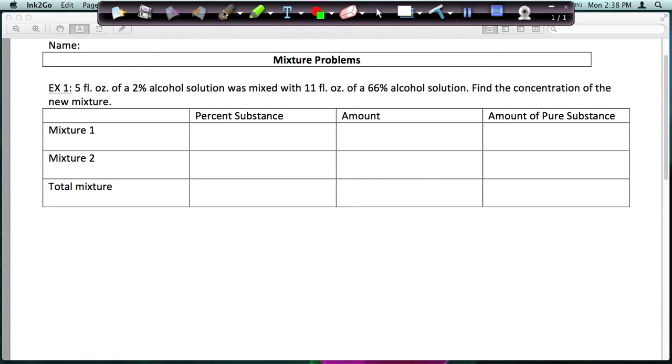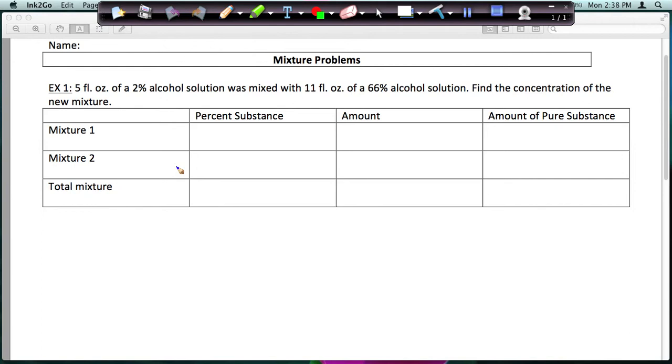Okay, I'm going to show you how to set up and solve a mixture problem. The first one we're looking at says 5 fluid ounces of a 2% alcohol solution is mixed with 11 fluid ounces of a 66% alcohol solution. Find the concentration of this new mixture.